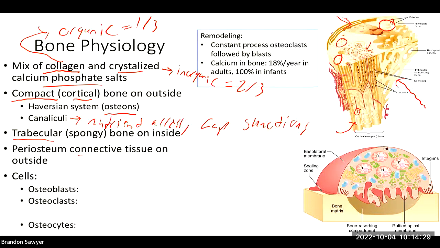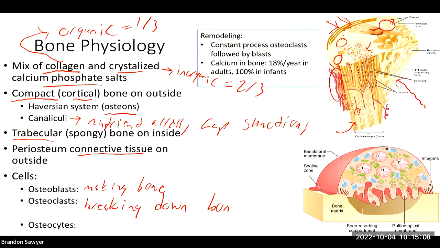Then we have connective tissue layers on the outside. Out here is called the periosteum, the layer that houses blood vessels and nerves. That's why we see so many blood vessels and nerves out here. It's all housed in the periosteum, the connective tissue layer on the outside. Then the different cells involved: osteoblasts are responsible for making bone, laying down new bone. Osteoclasts are responsible for resorbing or breaking down bone. And osteocytes are the maintenance cells.